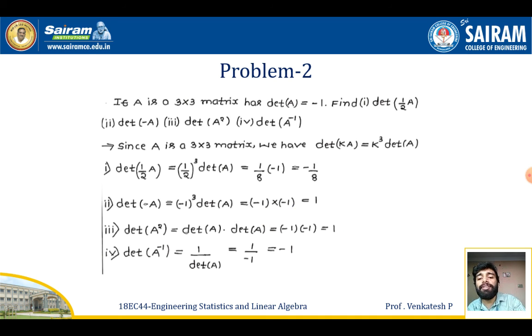Next is A inverse. I can write the determinant of A inverse as 1 by determinant of A. So it will be equal to 1 by minus 1. Answer is minus 1.